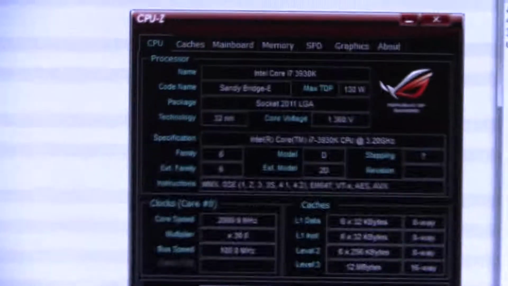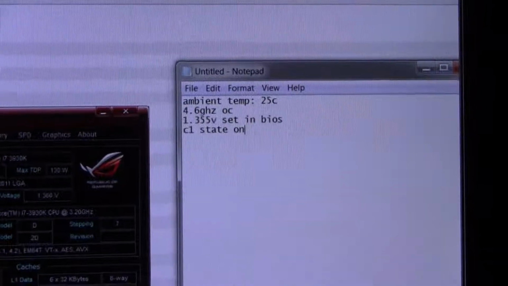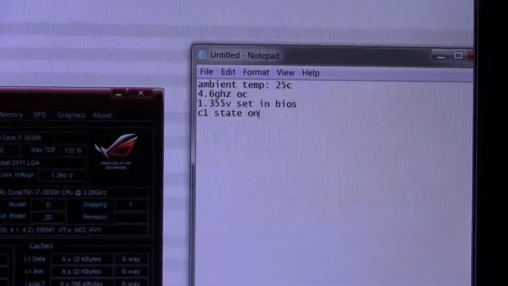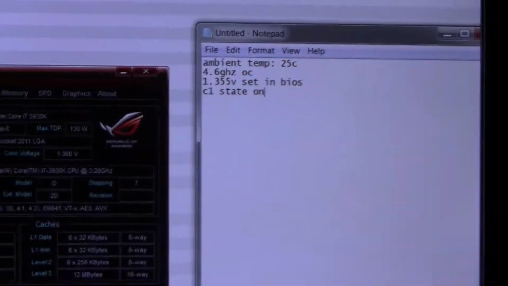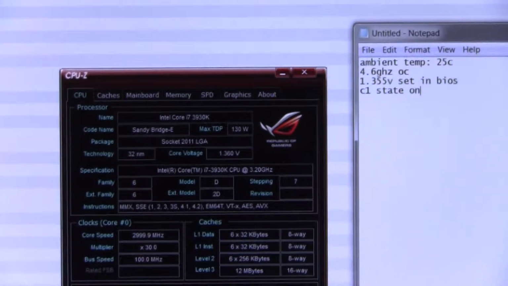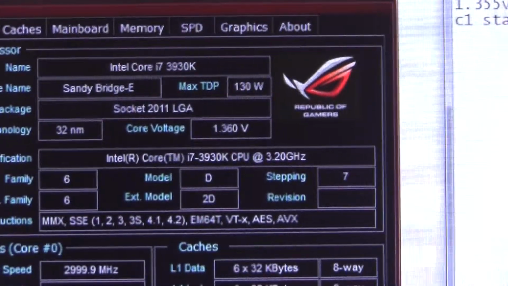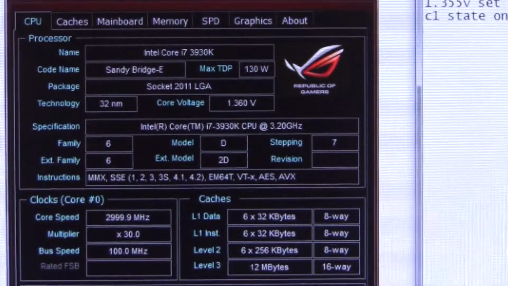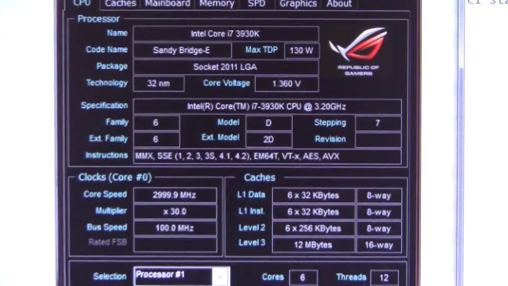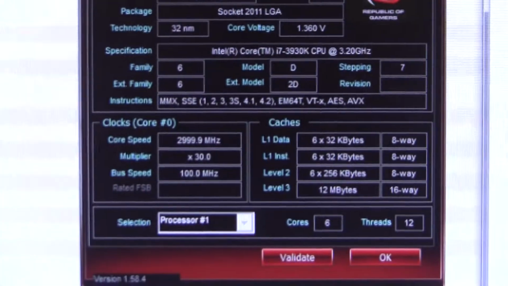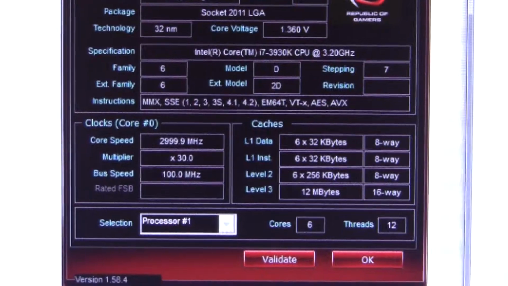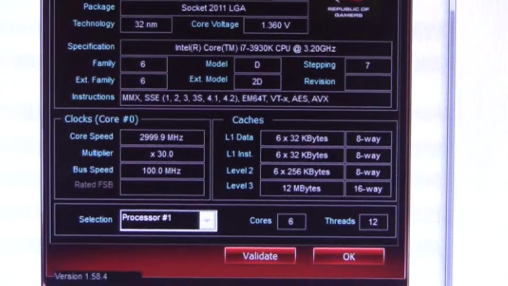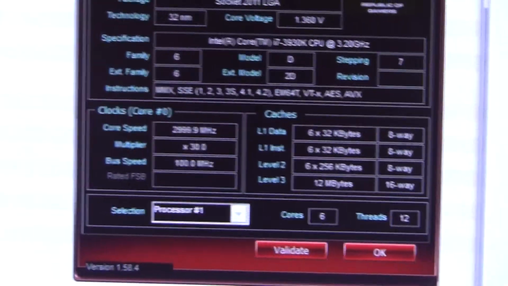On this screenshot, I wrote a little note: ambient temp 25C, 4.6 gigahertz OC, and the voltage was set at 1.355 volts in the BIOS with C1 state on. You can see the voltage that CPU-Z reads is 1.36 volts. And it says there 3.2 gigahertz, but it is 4.6. As I took that screenshot, it went up, but it was at 1.2 gigahertz, so 1200 megahertz.